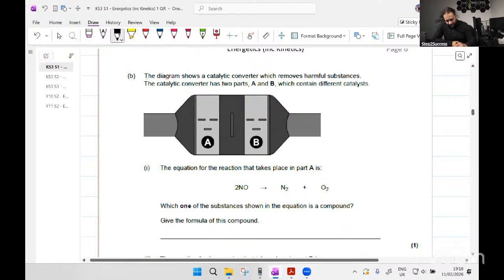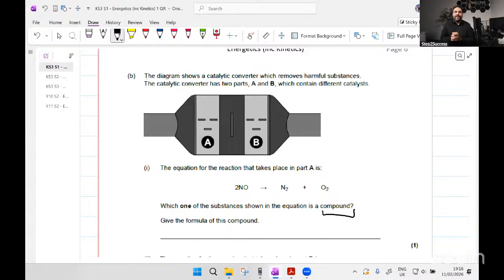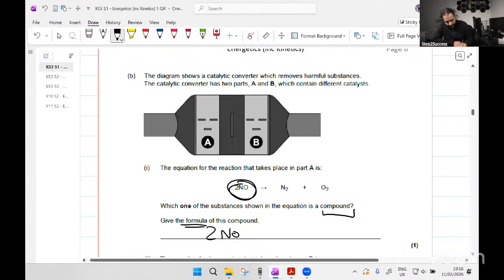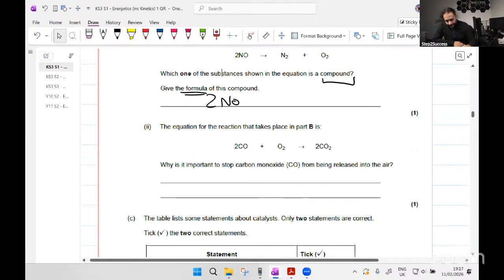Okay, the equation is here. Which one is a compound? A compound is when you've got two or more elements joined together. So isn't it this bit over here? So you can write just NO, or you can write 2NO, yeah, so that's it. You want the formula, so you have to say either that or without the two at the beginning. Why is it important to stop carbon monoxide?